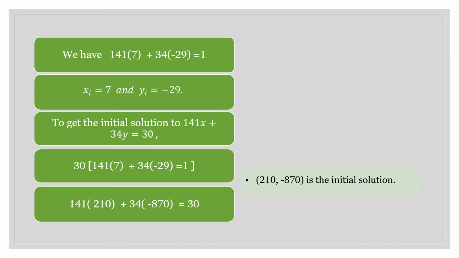Now, in order to get the initial solution for this whole equation 141x plus 34y equal to 30, let us multiply the first result throughout by 30. So when I multiply, I get 141 times 210 plus 34 times negative 870 equals 30. So in this case, the value for x and y is 210 and negative 870. So this pair, 210 and negative 870, will be the initial solution.